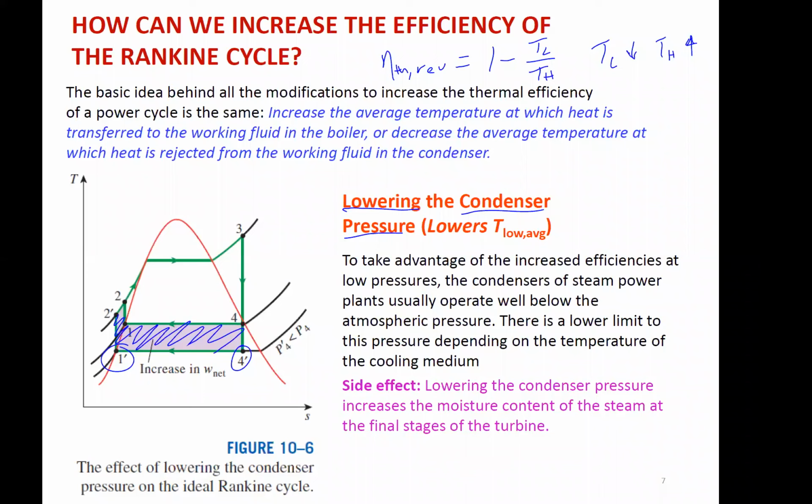Okay. So the added effect from 4 to 4 prime is we increased the moisture content. So we lowered the quality. Right now we're going to have maybe 90% quality instead of 100%. Okay, so we have to worry about moisture content or do something else to lower that. Okay.